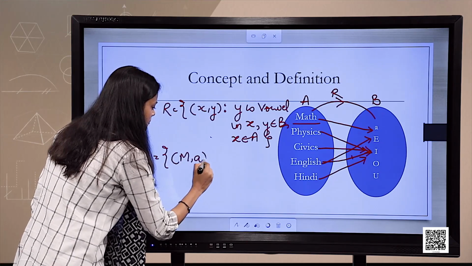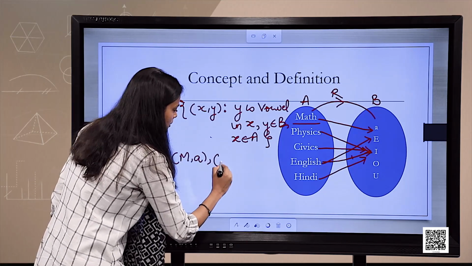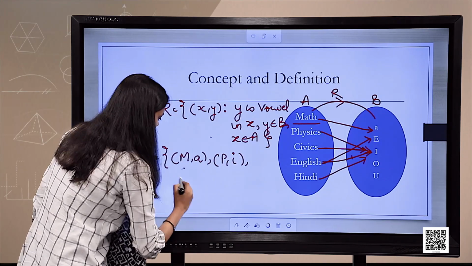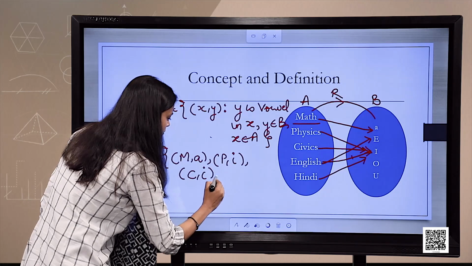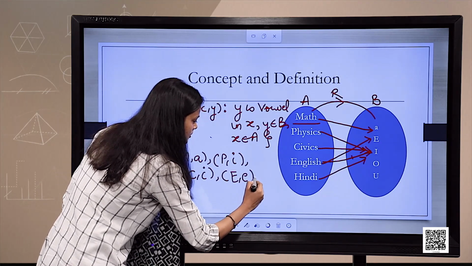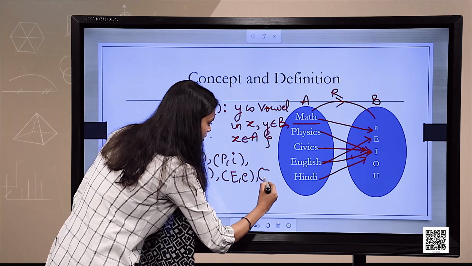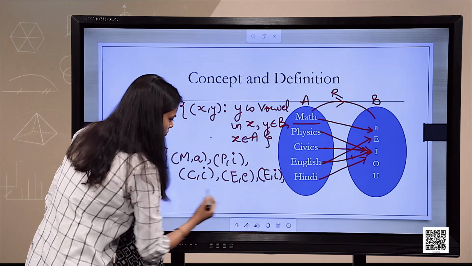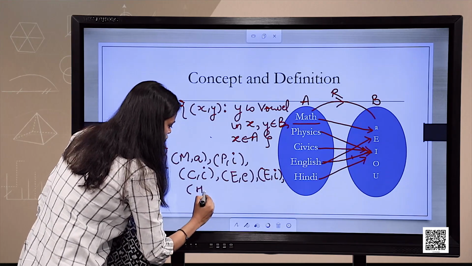M, A, P, I, C, I, E with E, E with I, and H with I.